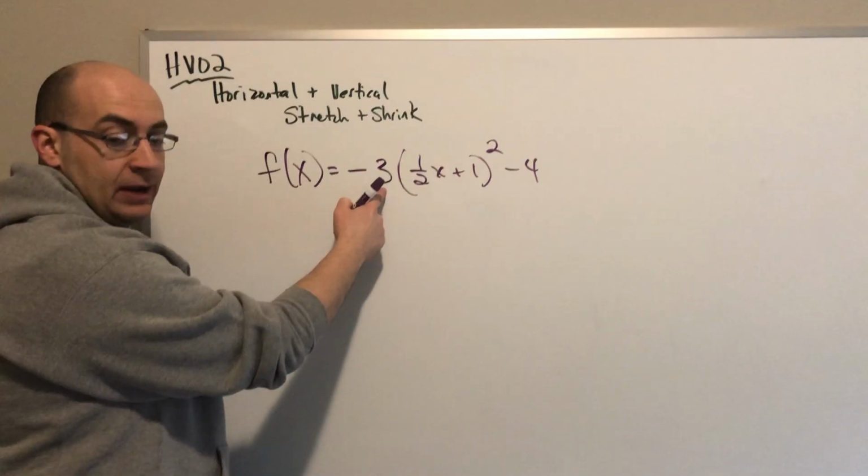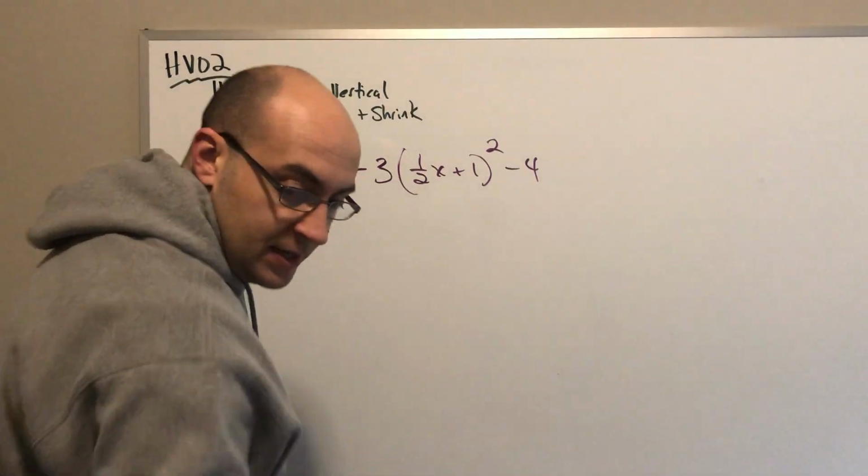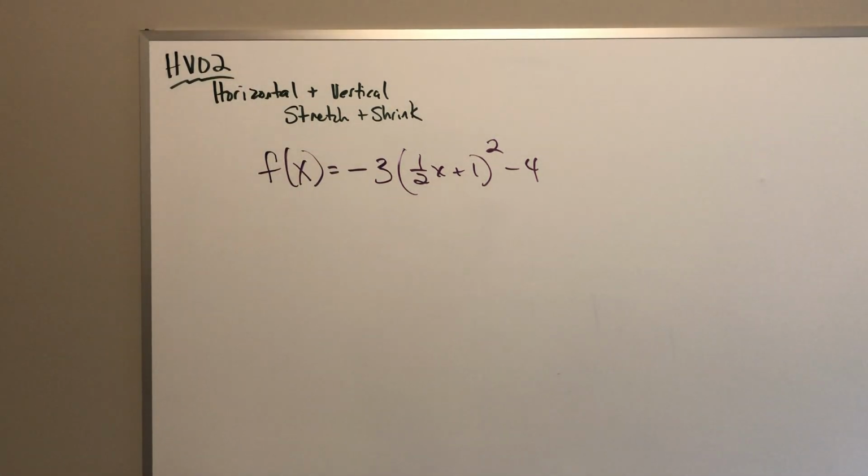Backtracking, that negative and that 3, they're two completely different things, okay? The negative sign is related to an x-axis reflection.